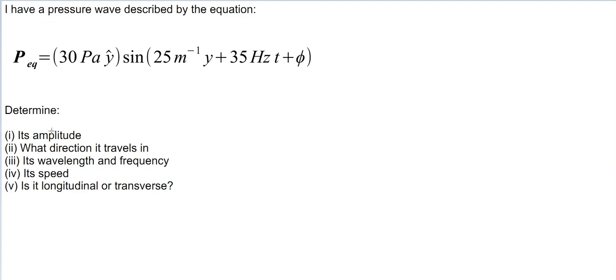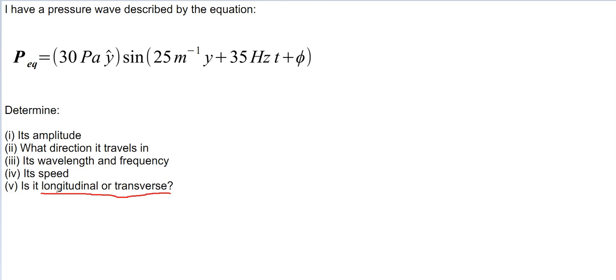And your goal is to figure out several things about this wave, such as its amplitude, the direction it travels in, its wavelength and frequency, its speed, and whether or not it's longitudinal or transverse. Now, we can do each of these one at a time, and it doesn't really matter what order you go in. So I'm just going to do them in a kind of random order. We're actually going to start at the bottom here, whether or not the wave is longitudinal or transverse.